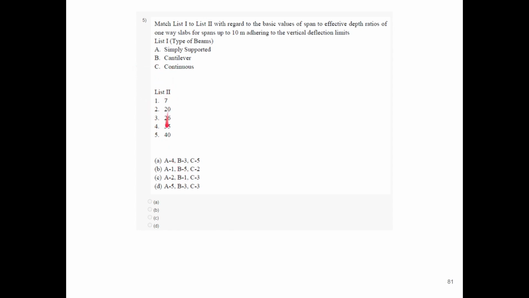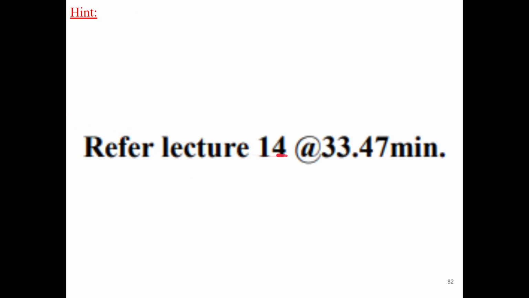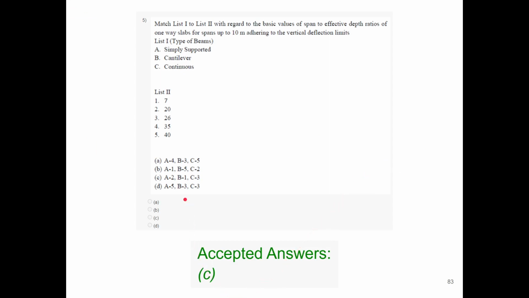And continuous will be 26. So C will be 3. So A2, B1, C3. So C is the correct option. You can refer to this lecture also. As you can see, C is the correct option.